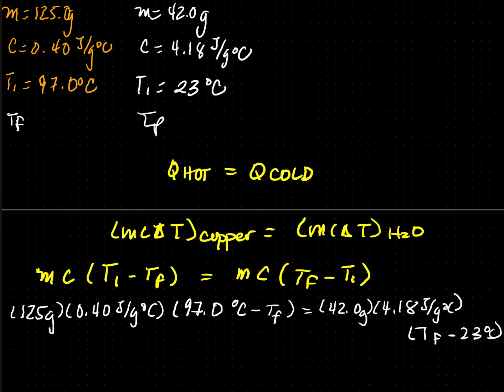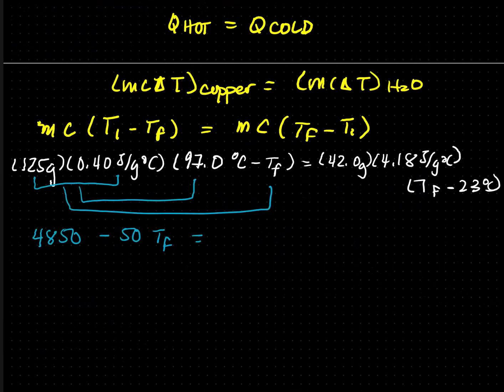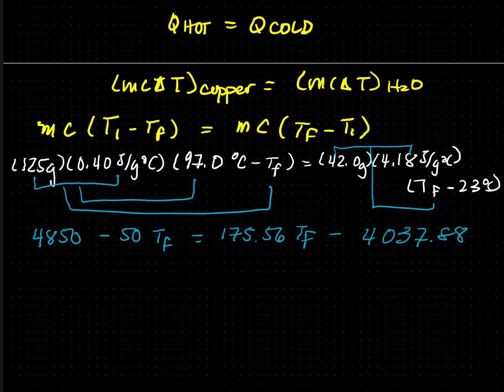So now you need to do the math. You have to multiply these two, 125 times 0.4, and you need to distribute it by multiplying by 97, and then you have to distribute it to the T final. And when you do that, you get 4,850 minus 50 T final. You need to repeat the procedure on the right side. So 42 times 4.18, you have to distribute this to the T final, which is 175.56 T final minus 4,037.88.